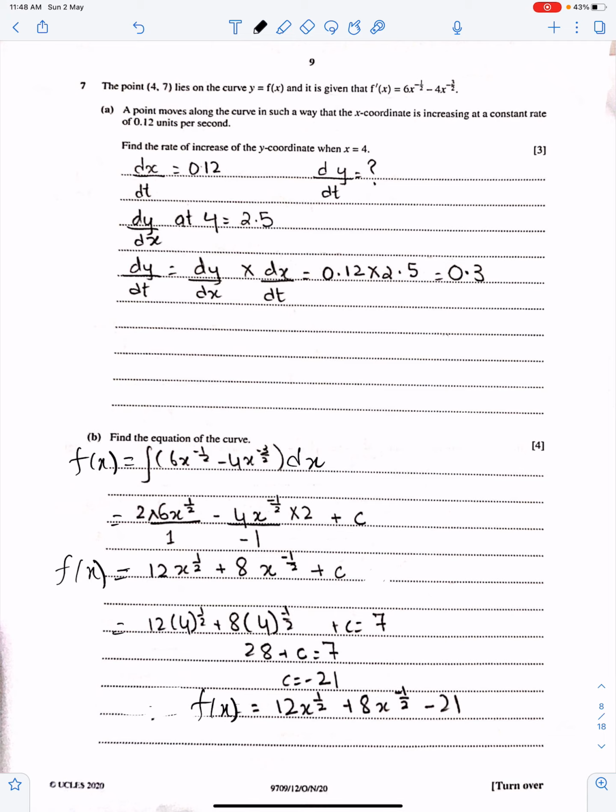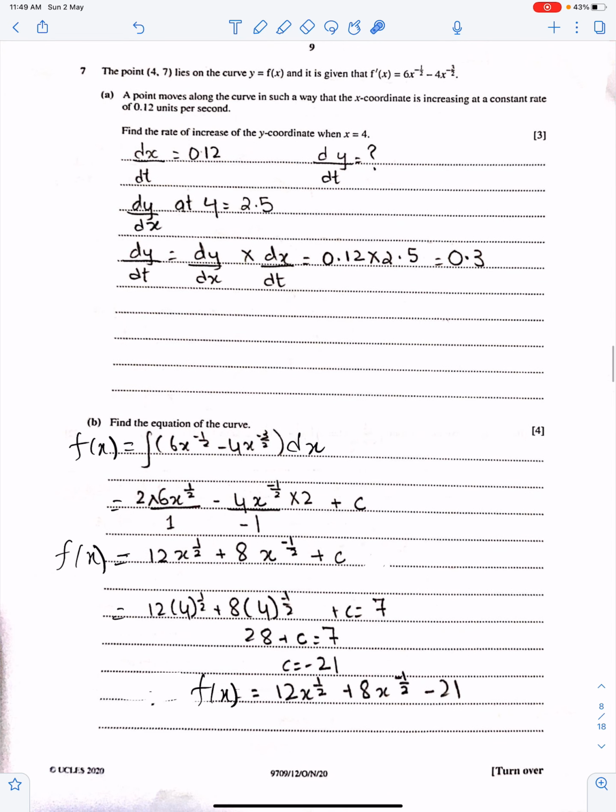By substituting this point 4 comma 7 here, we can easily get the value of c, which is minus 21. By substituting c back into this equation, we have the required equation of the curve. You can take the screenshot of this solution if you want.